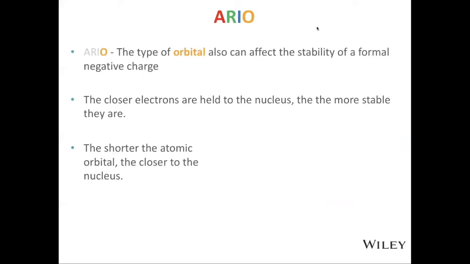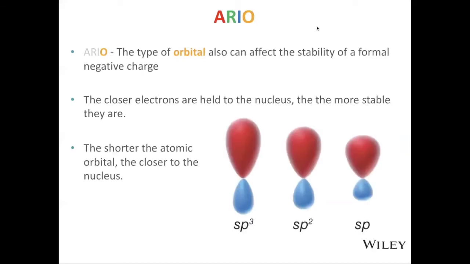And the last one is the O, or the orbital. And here what we want to think about is that the shorter sp hybridized orbital is going to hold those electrons closer to the nucleus than the sp3 and the sp2. And so you want to think about the sp hybridized carbon being able to stabilize that conjugate base better than the sp3 and the sp2.